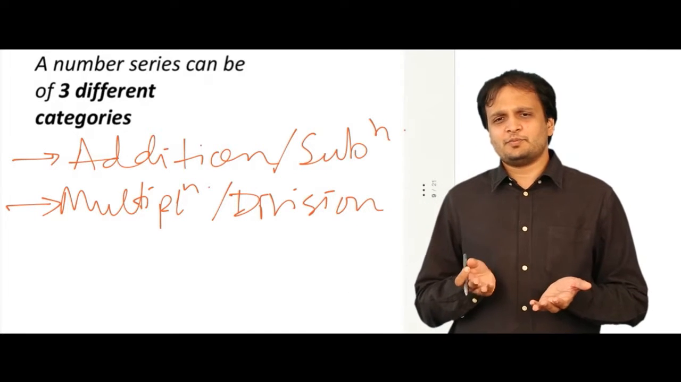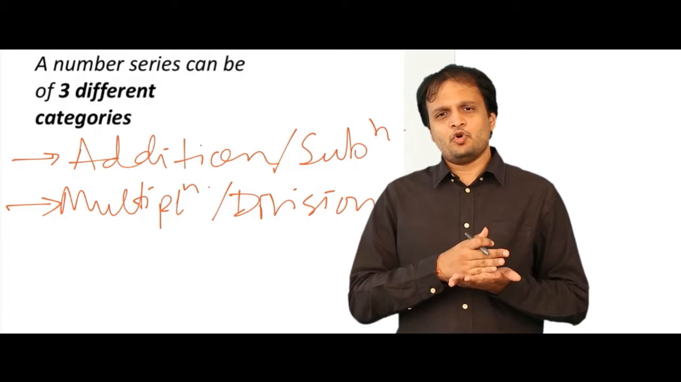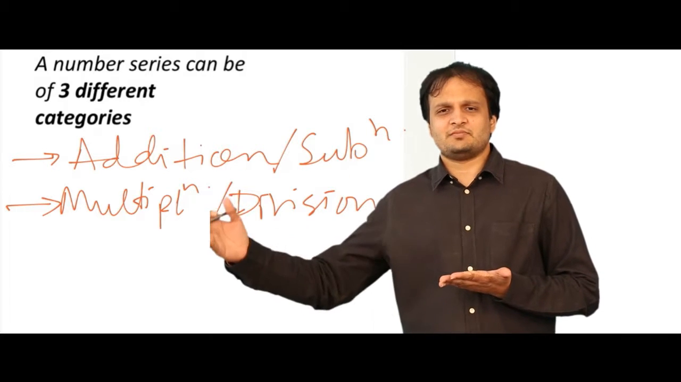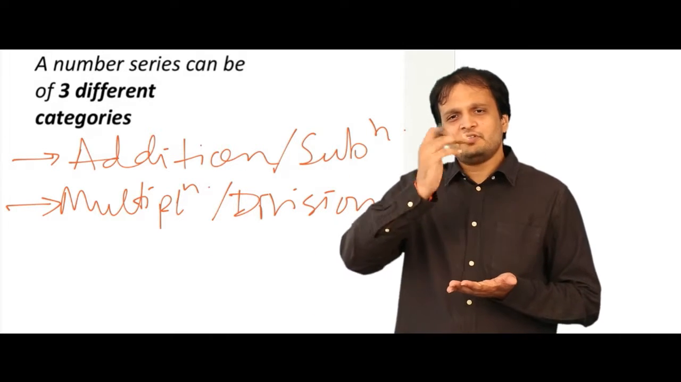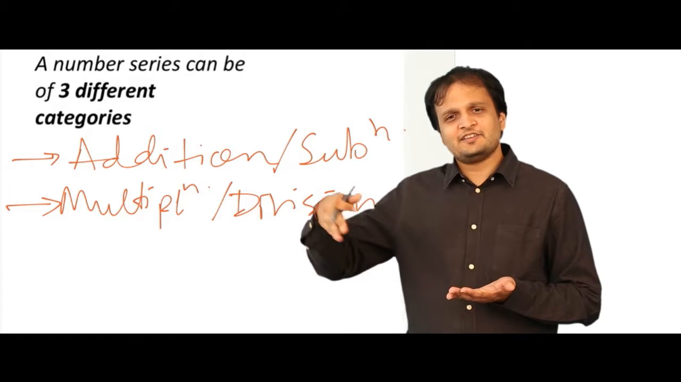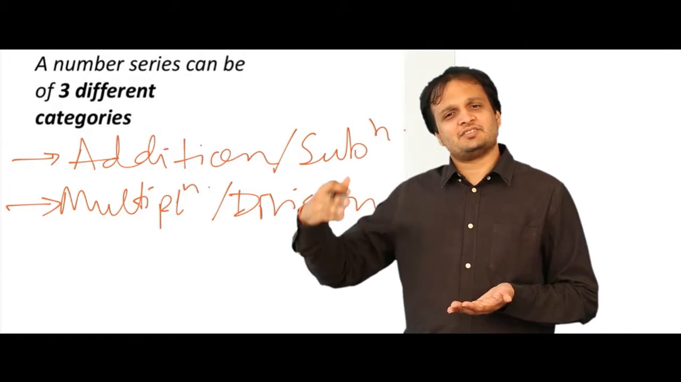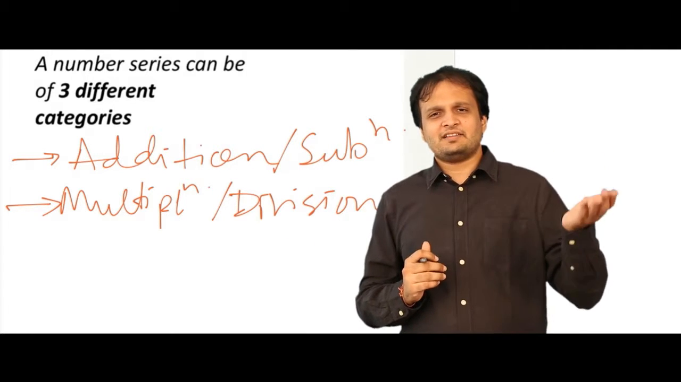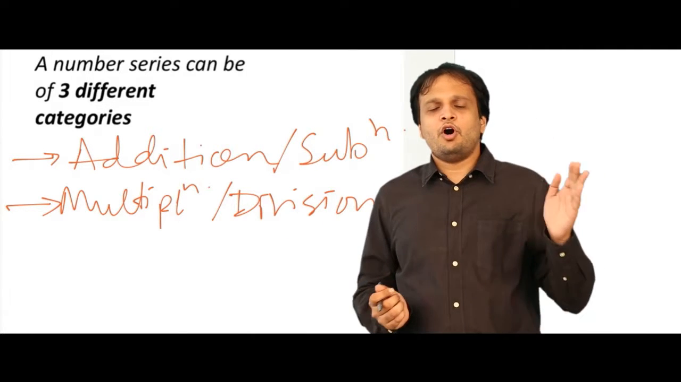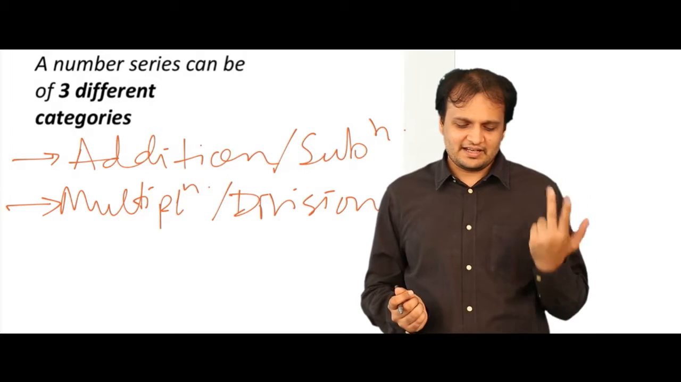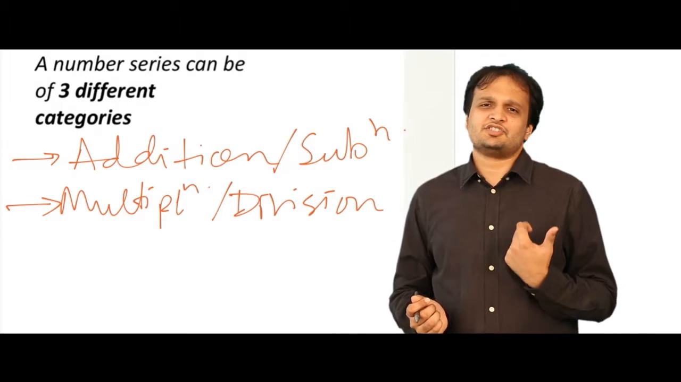So an example of this would be 2, 4, 8, 16, question mark. So 2 into 2 is 4, 4 into 2 is 8, 8 into 2 is 16, 16 into 2 is 32. So now what are we doing? Multiplication at every step. So either we will do addition at every step or we will do multiplication at every step. So the second series is multiplication or division.